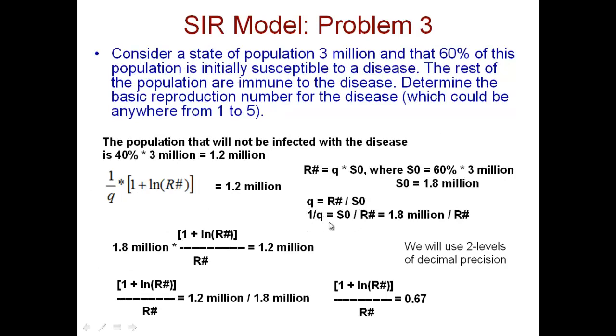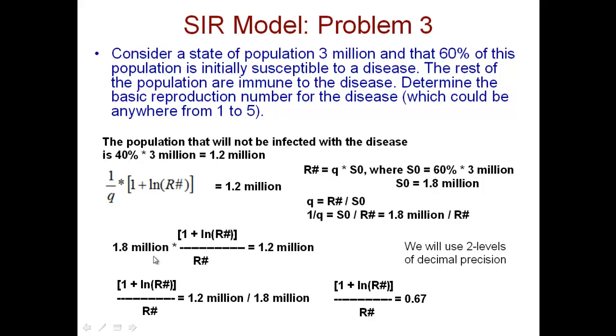So 1 over q, if q is r hash divided by s0, 1 over q is s0 divided by r hash, which is 1.8 million divided by r hash. So in this expression you have it as 1 over q, so that's why I found here 1 over q. So replace 1 over q by 1.8 million divided by r hash times 1 plus log of r hash, and it is equal to 1.2 million.